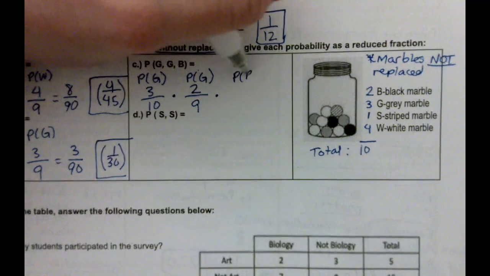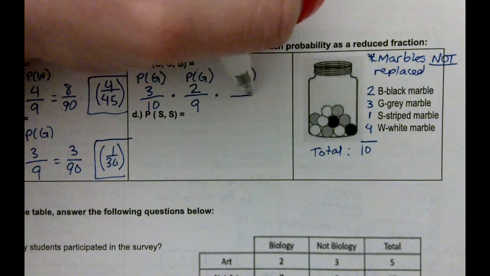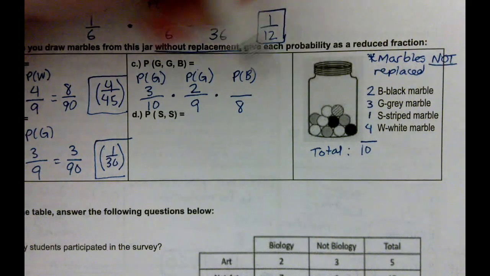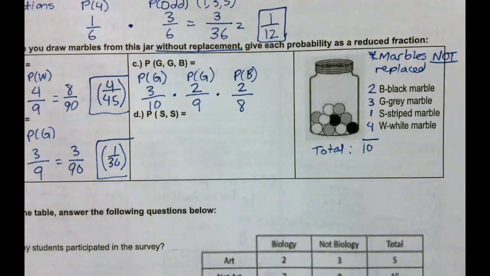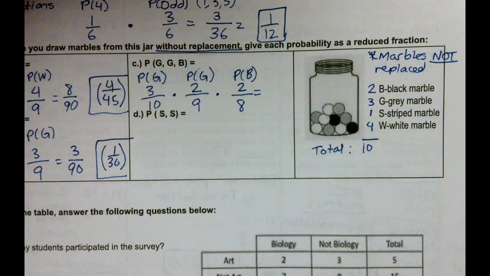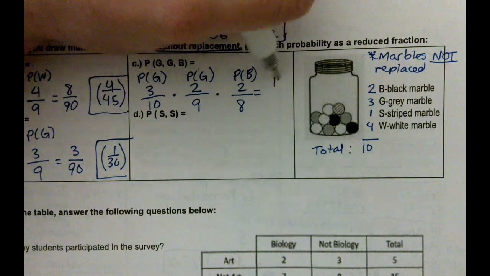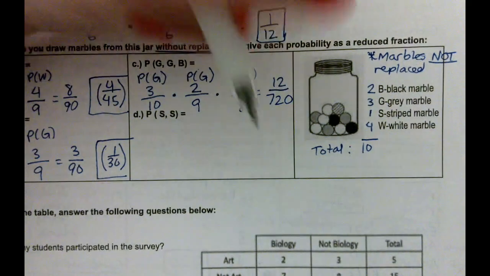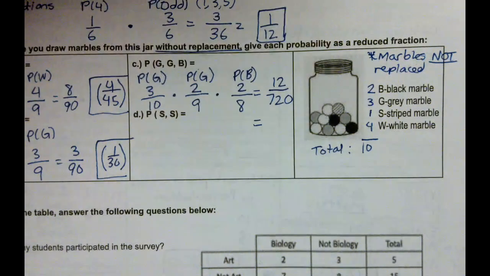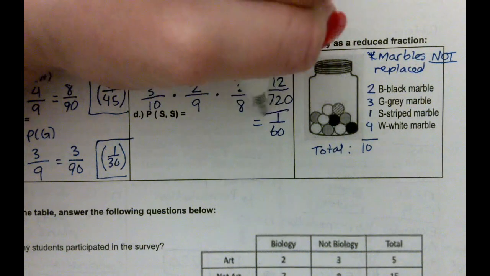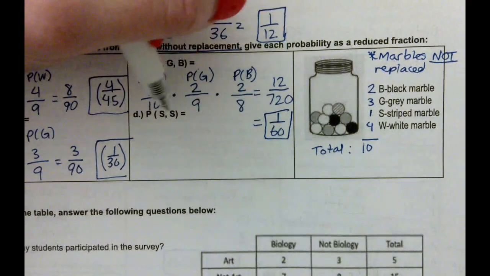And now the B, the black marble. I now have 8 marbles left because I've chosen 2 of them. Both of them are gray. And I still have 2 black marbles in the jar. I haven't picked those out yet. Okay. Multiply straight across, you're going to get 12 over 720. And again, if you fully simplify with the calculator, which we're technically supposed to in this problem, you get 1 over 60.